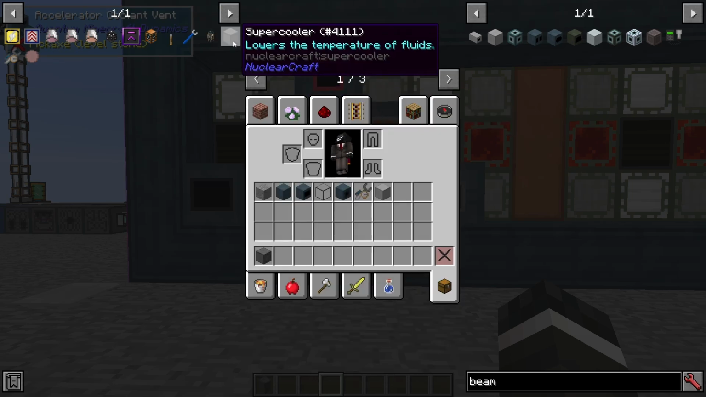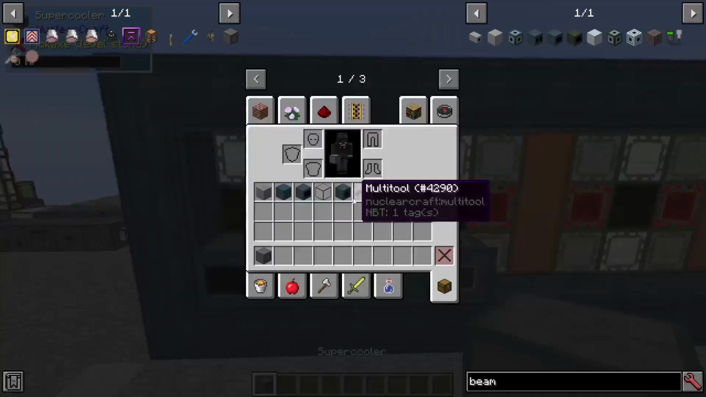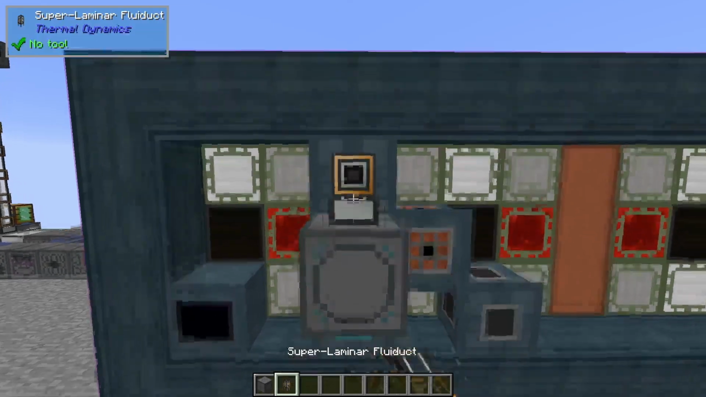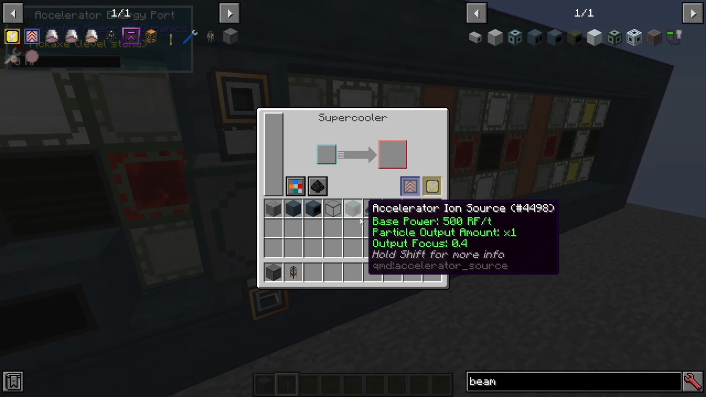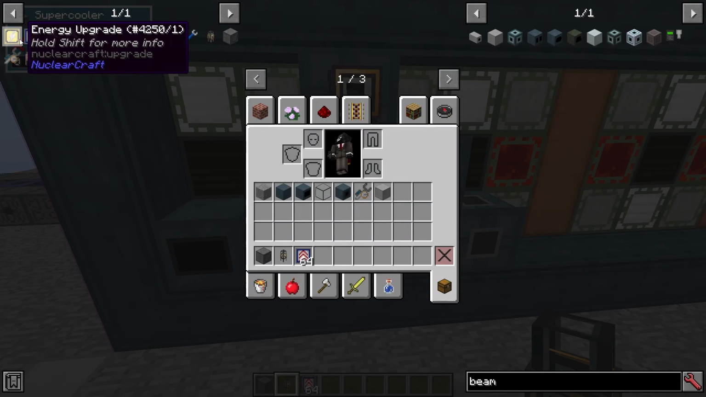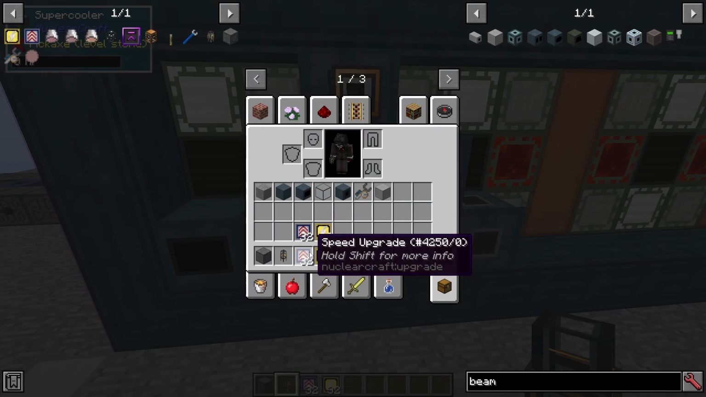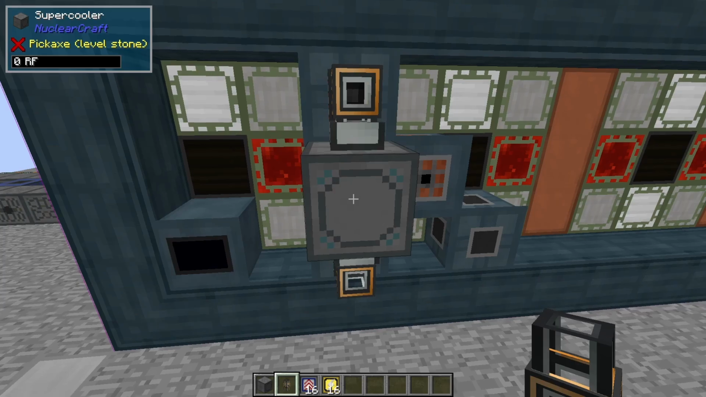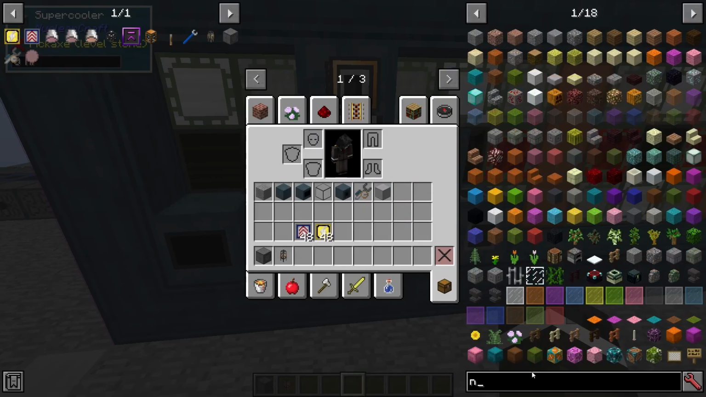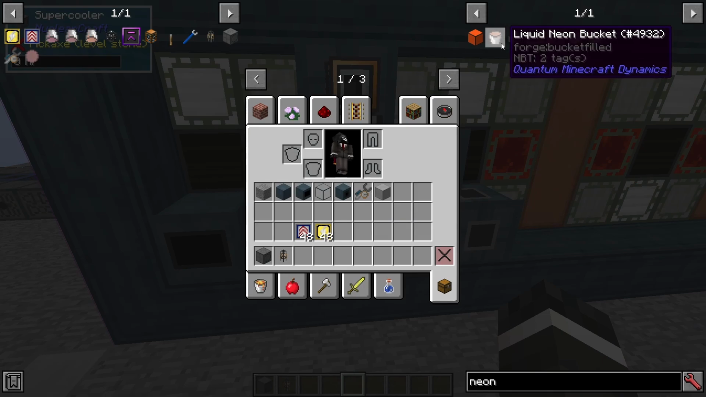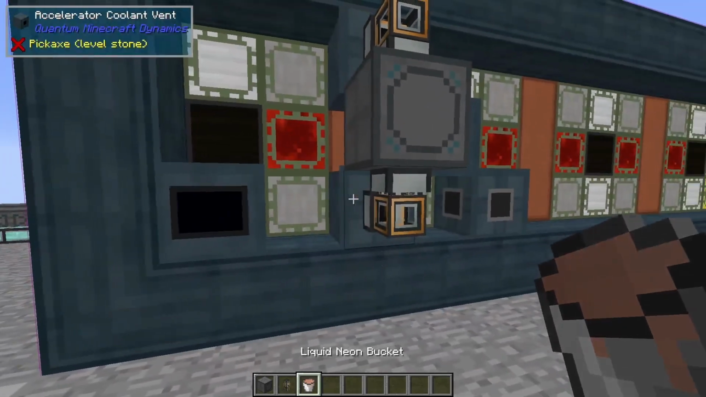And so what we will do is place down a supercooler right between here, get two superlaminar ducts to make the closed loop, set this face to auto output, and then we're going to install 16 upgrades of each kind into the supercooler. As we can see, it has a speed multiplier now of times 17. We're going to get a bucket of liquid neon to start the loop.